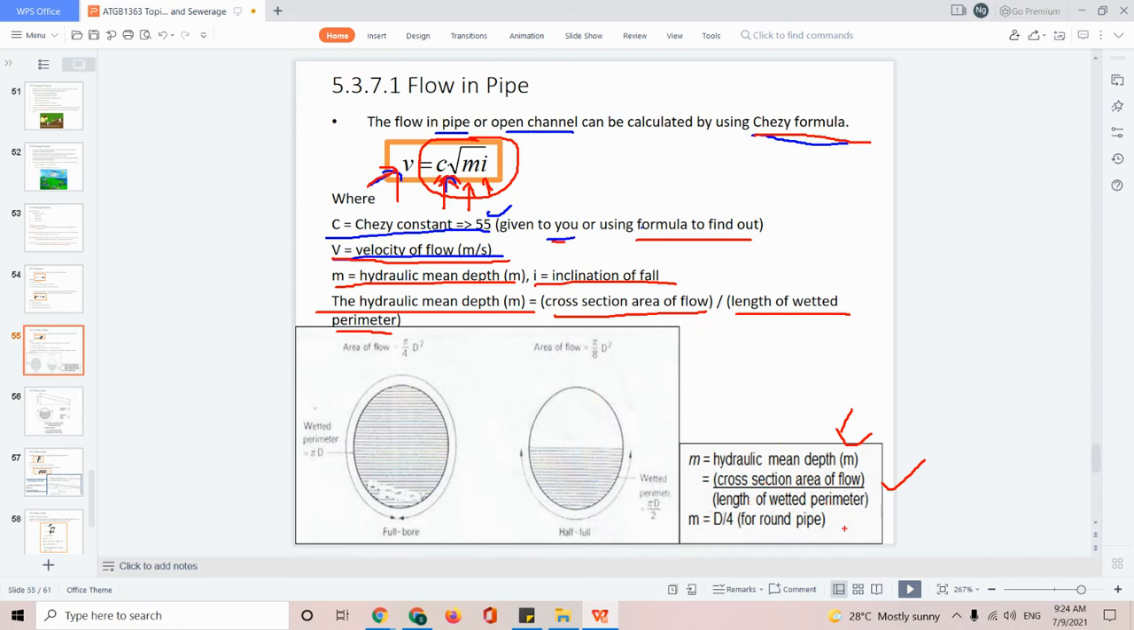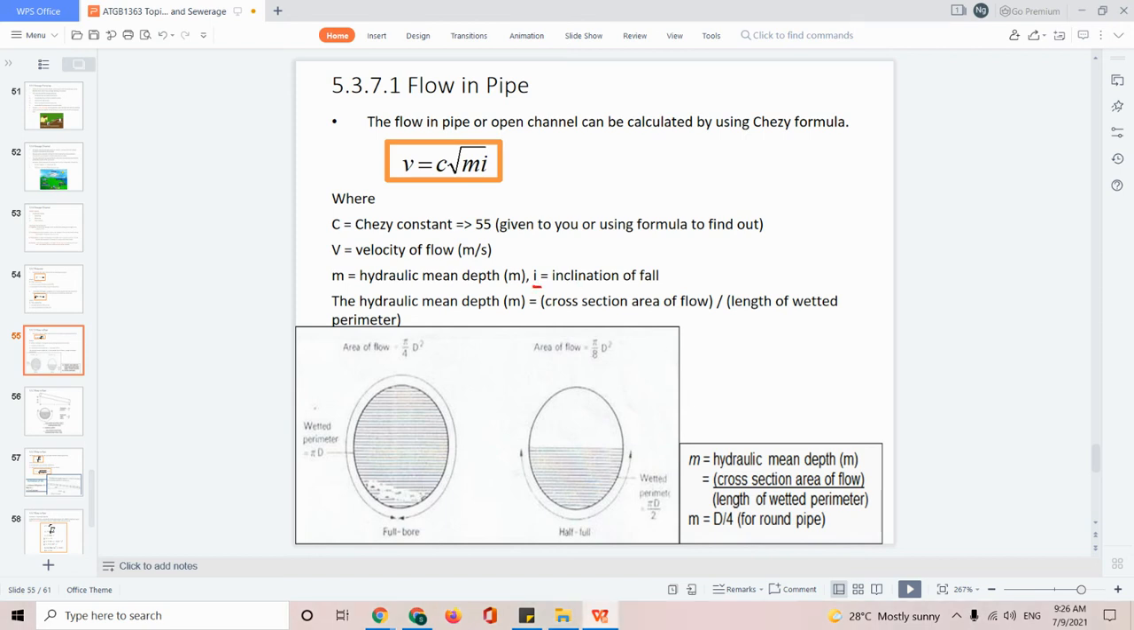Depending on your question, if we have a round pipe, you can always assume that D over 4 is your M. This is fixed for a round pipe given the situation of full bore and half full. So for a pipe fully filled with water, and for a pipe only half filled with water, your M, your hydraulic mean depth, is equal to D over 4.